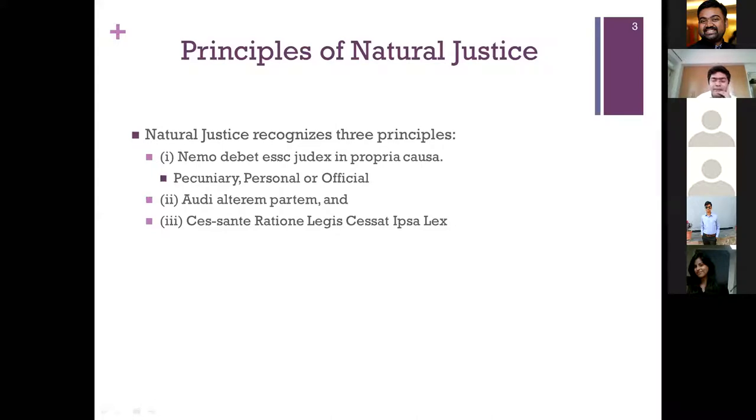Has anyone heard of the Kripak case? Do you want to quickly share the facts in one or two lines? Because that's one of the landmark cases on natural justice. The Kripak case spoke about personal bias, but there's another important facet of natural justice that it covered, which I'll talk about a little later in the lecture. But can someone who knows briefly the facts of the Kripak case share with all of us what happened?